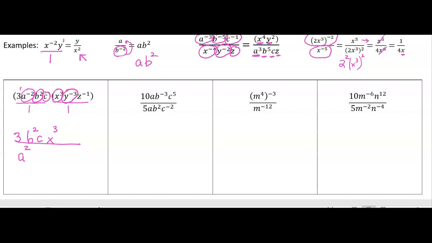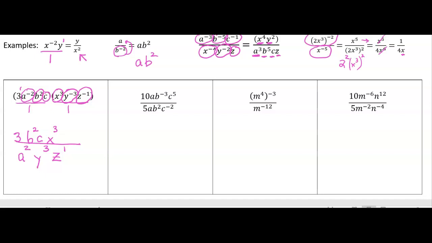Y to the negative 3, it's not happy up there. Bring it down and it becomes y to the positive 3. Z to the negative 1, it's not happy in the top of the fraction. Bring it to the bottom and it becomes z to the positive 1. And we traditionally make sure that they're in alphabetical order. B, C, X would be in order, A, Y, Z would be in order. So there we go. Done with that one.